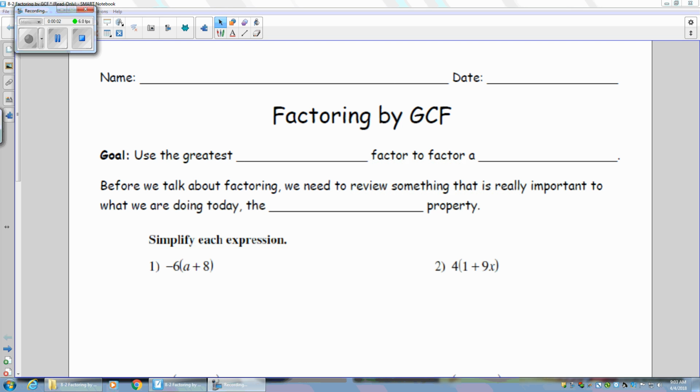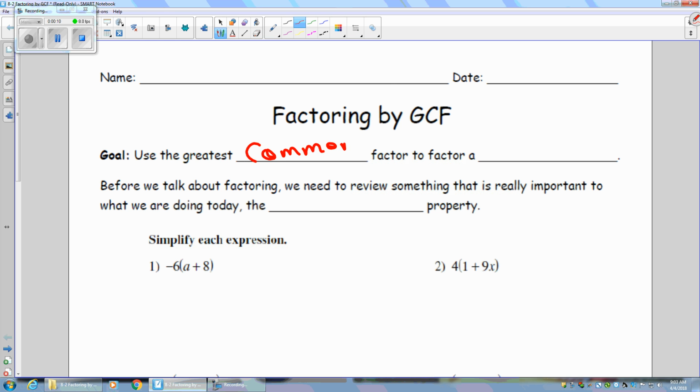Alright guys, so here are my notes about factoring by GCF. We're going to use the greatest common factor today, just like we talked about last notes, to factor a polynomial. So this is going to be sort of new. Before we get into it though, I'm going to show you guys really where this is coming from. We're going to do sort of the reverse of something that we already know how to do. We're going to do the reverse of the distributive property.